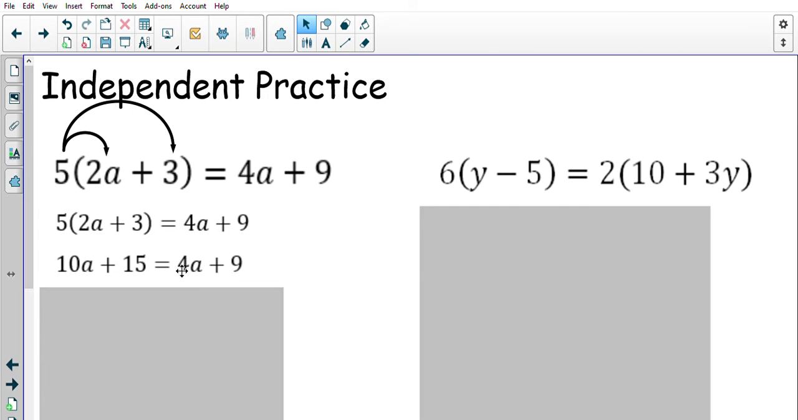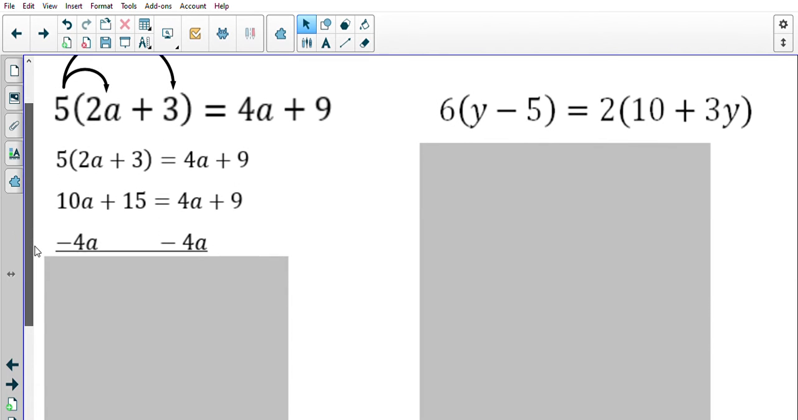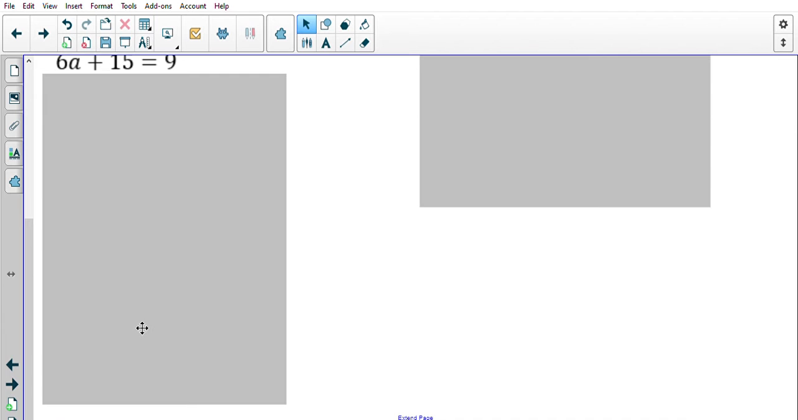We've got a 10a on the left and a 4a on the right. I bet you miss having 2 a's or 2 x's constantly. 4a is smaller, though, and it's positive, so I'm going to subtract 4a from both sides. Again, this is not the only way to do this problem. There are other ways as well, but I think it's the most straightforward and easiest way to find our solution. 10a minus 4a gets us 6a plus 15 equals 9.